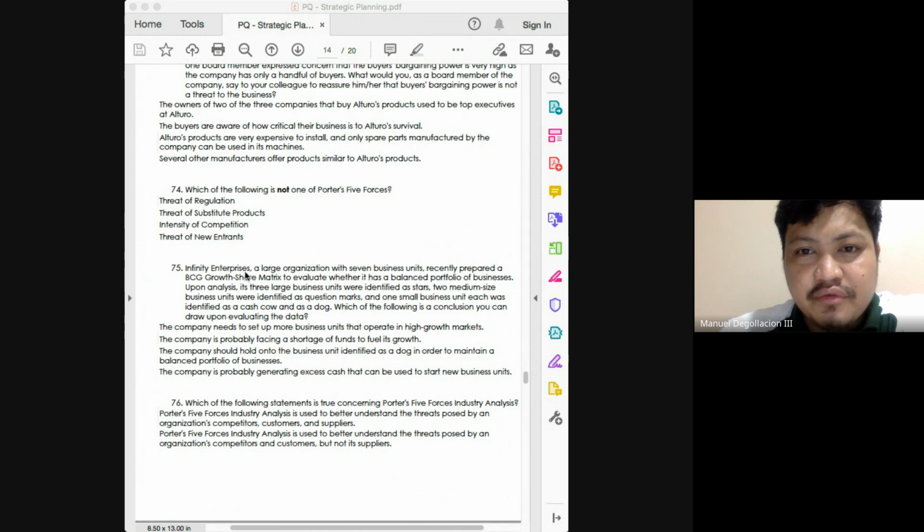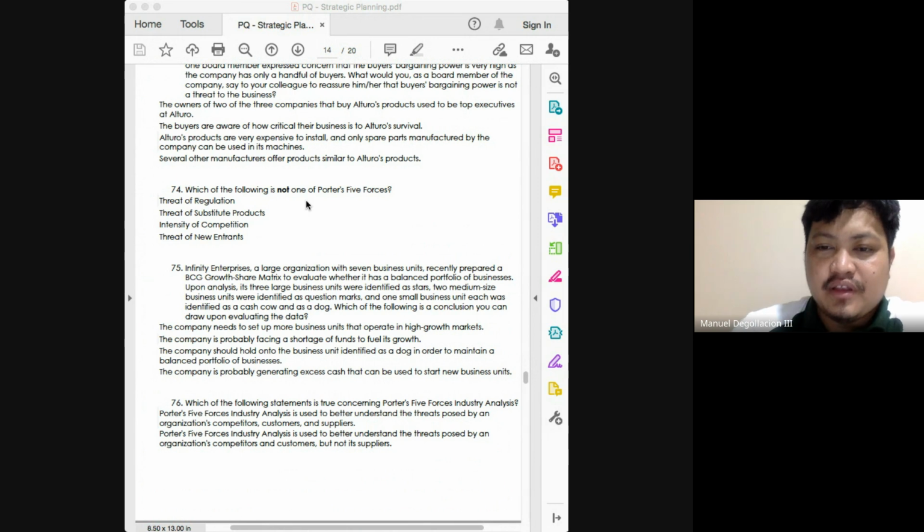The answer here would be the first choice, the threat of regulation. So you might be asked in the essay what are Porter's five forces, and you might be asked to give a definition of each of these five. So please be prepared for that kind of question. We will encounter all the five forces as we go along the practice questions.